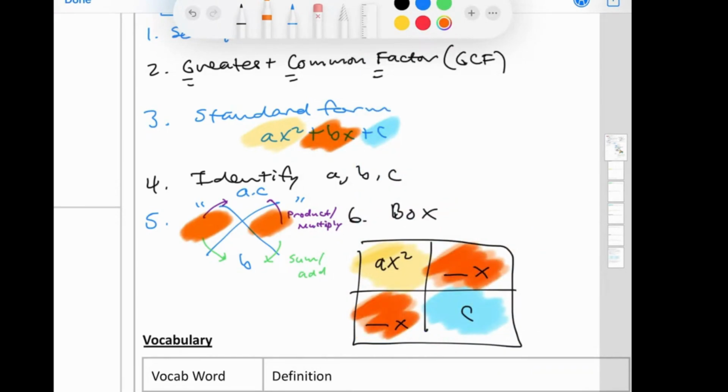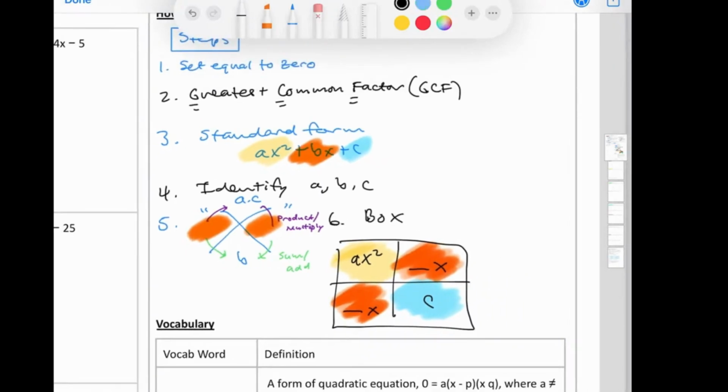And then number 7, binomials. And you get the binomials that are on the outside here.